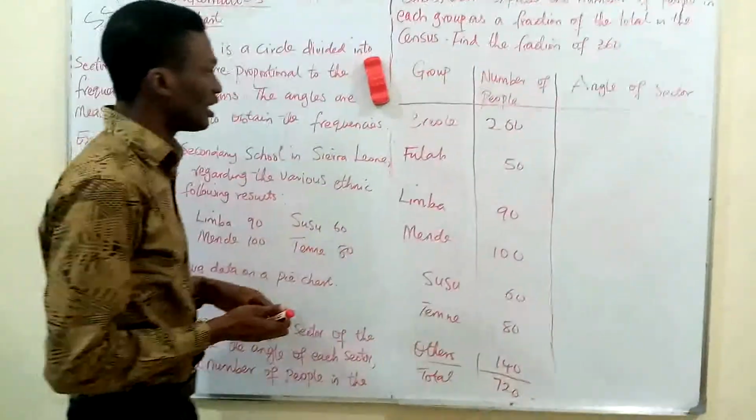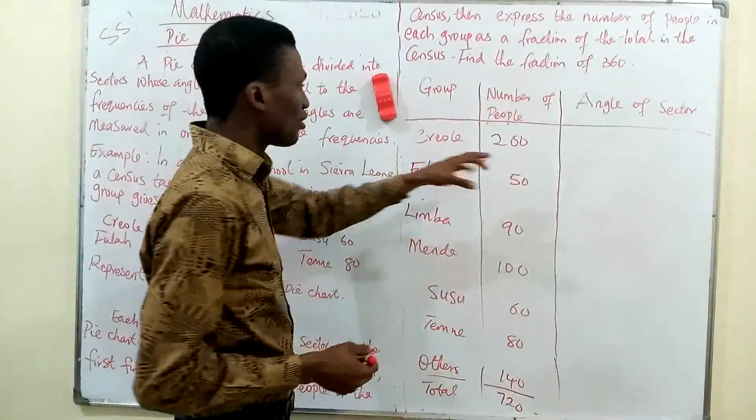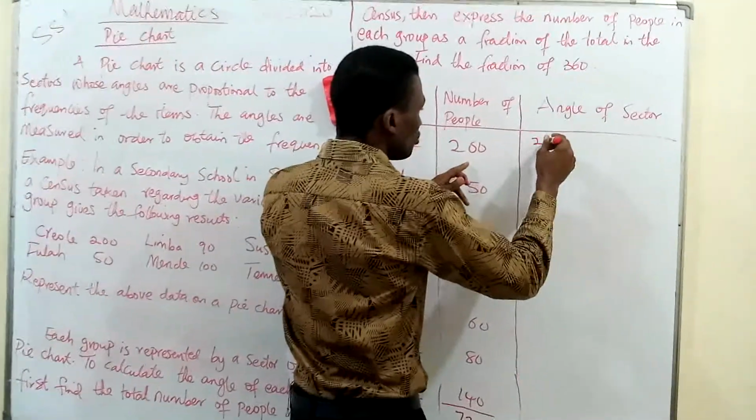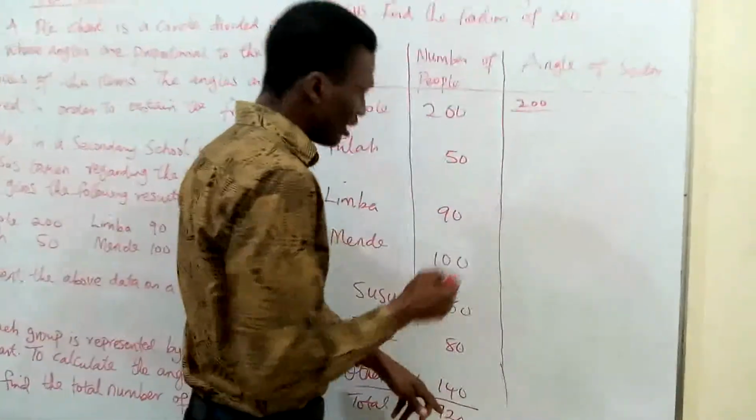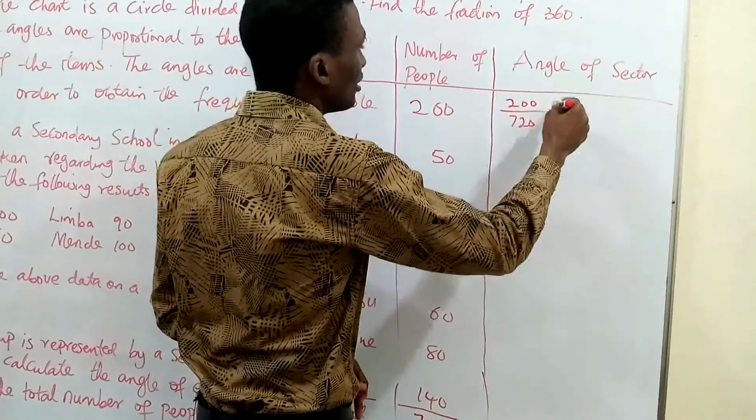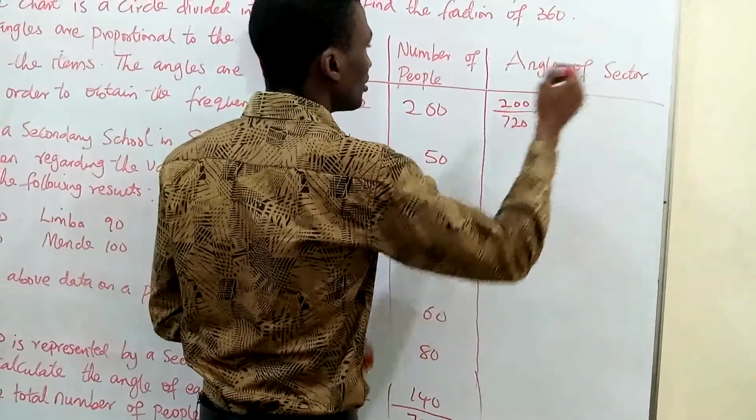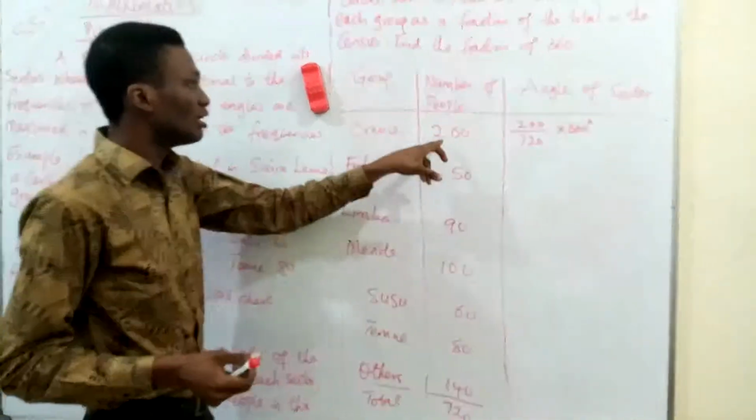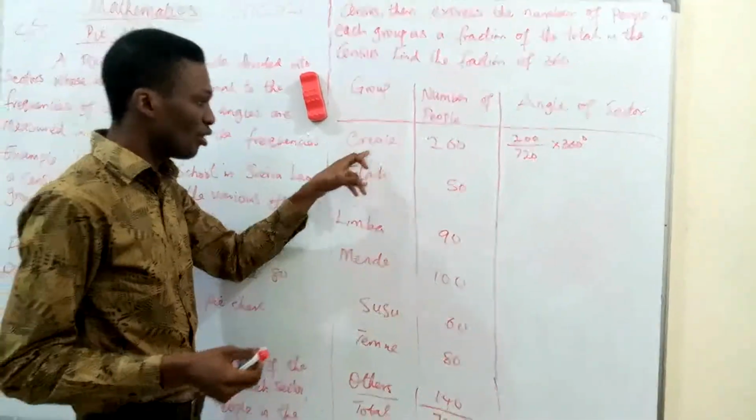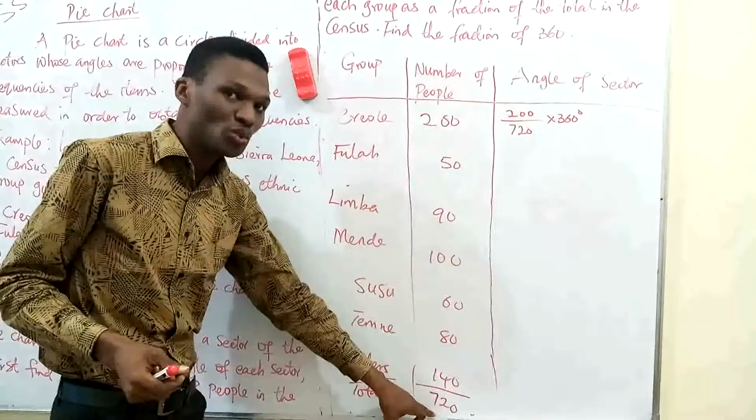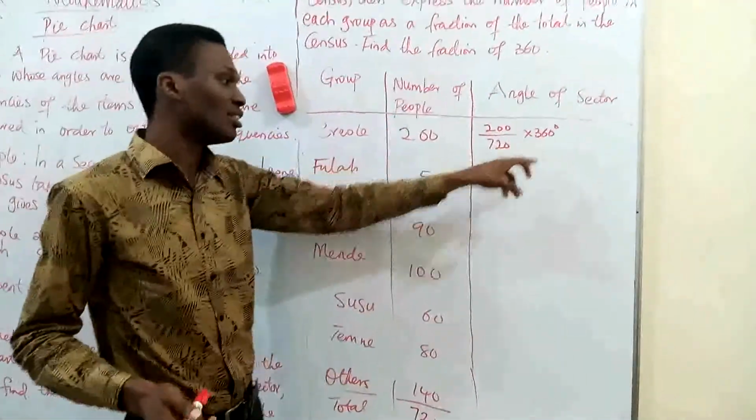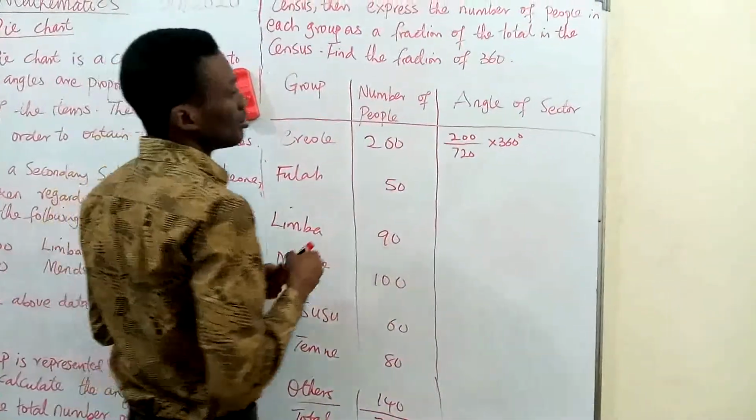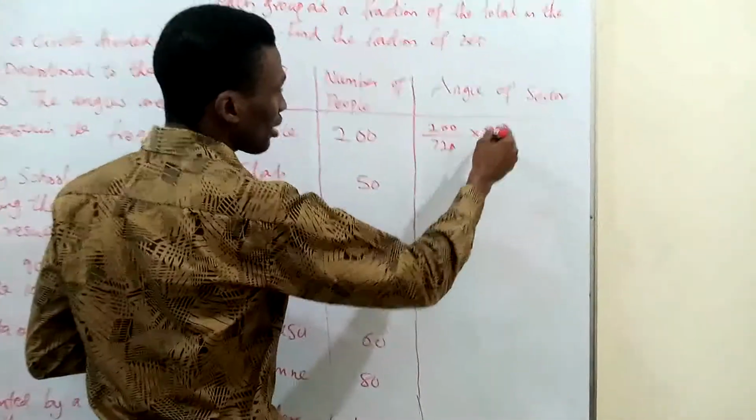Now the angle of sector. To get the angle of sector for Creole, we say 200 all over 720 times 360 degrees. We have 200 people for Creole, all over the total number, which is 720, and we multiply by 360. Whatever angle we get is the angle of sector for Creole. So we cancel out the 0, we cancel 0.